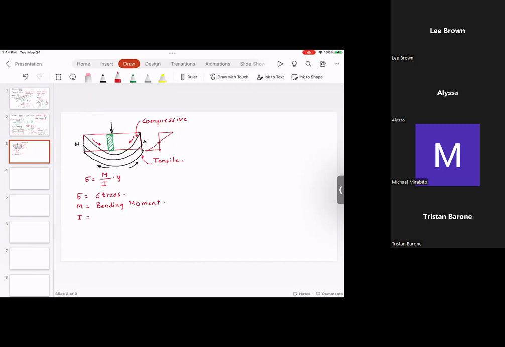I is something called the moment of inertia, and Y is the distance from the neutral axis. So sigma is the stress, M is the bending moment, I is the moment of inertia, and Y is the distance from the neutral axis. For example, if I want to find the stress at this location, this distance is going to be Y.